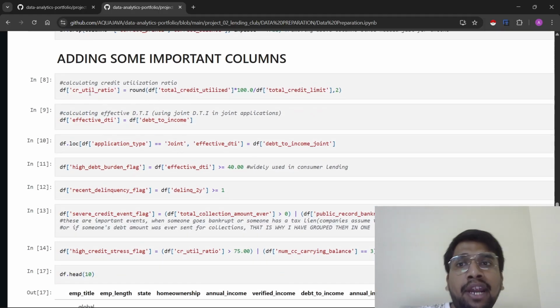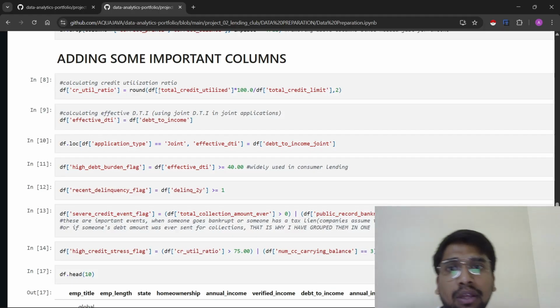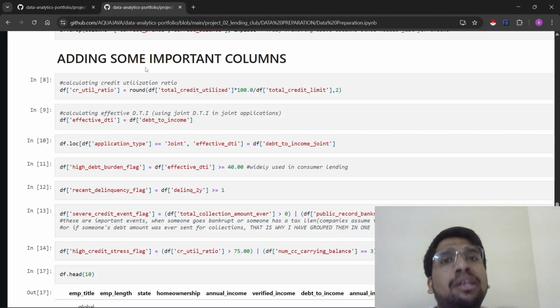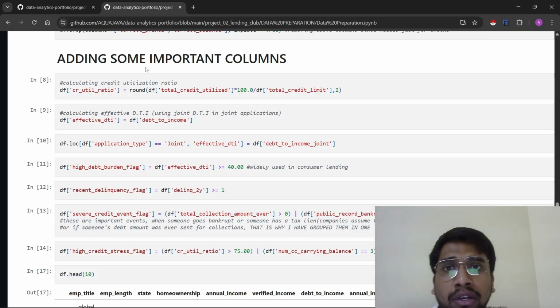Now, the first column I added was the credit utilization ratio. This is a very important ratio as it helps to understand the financial discipline of the borrower, like if he is not overspending the limit or underspending the limit or not even using the limit. And the industry standard as per my research was around 40%. So in the later columns, I have set up the flag as 40%, like I will show you right now.